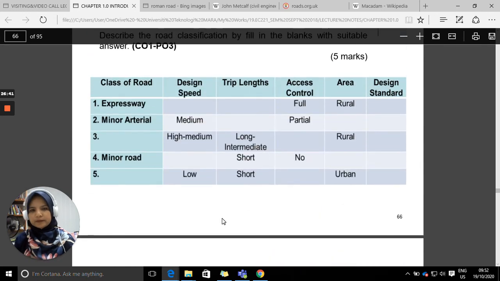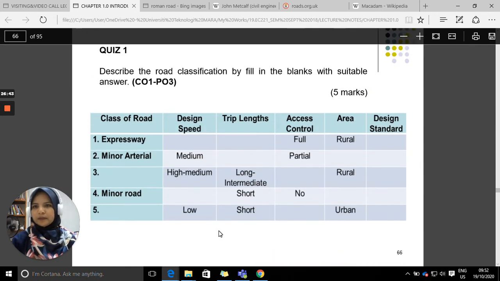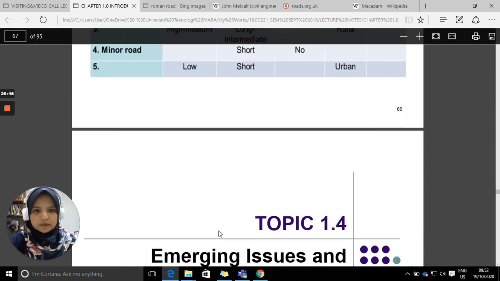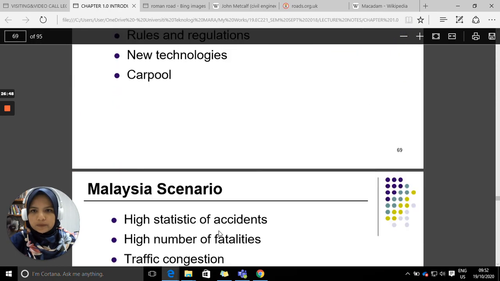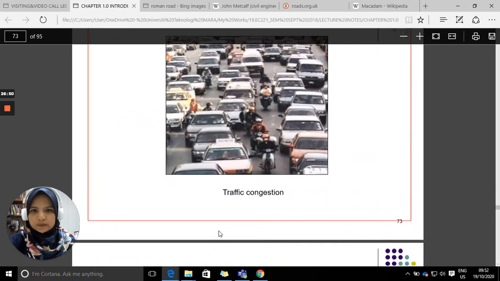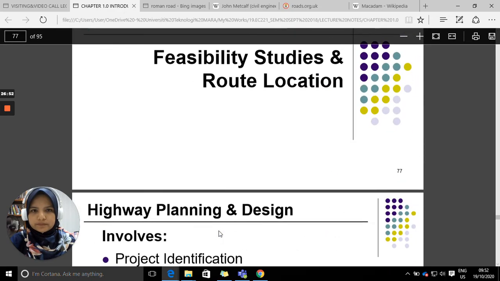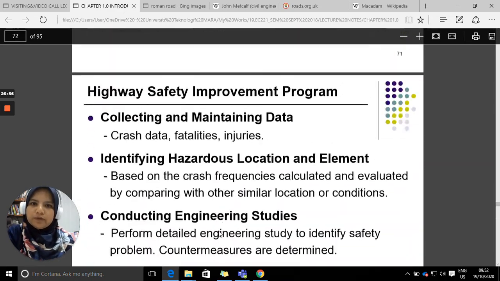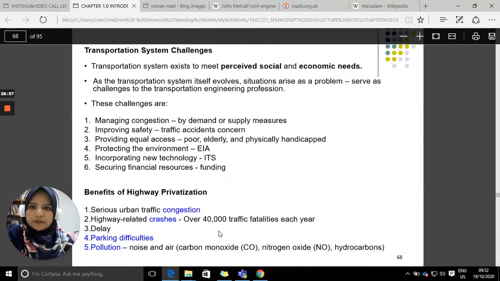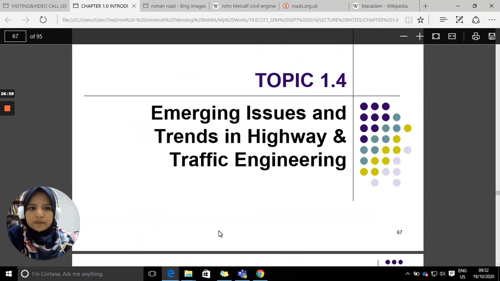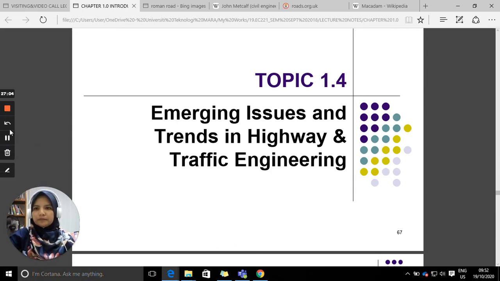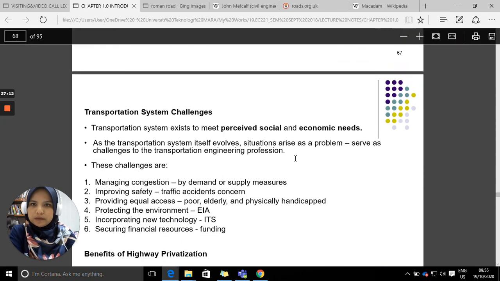Alright, then the next one is on topic 1.4. So let me see. Topic 1.4 is about the emerging issues and trends in highway and traffic engineering. Okay, this is 1.4, emerging issues and trends in highway and traffic engineering in Malaysia.